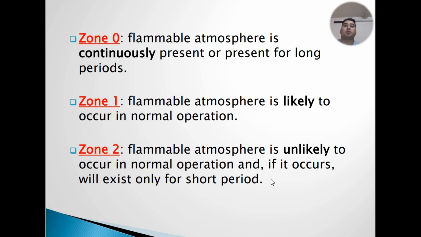So in zone 2, the flammable atmosphere is unlikely to occur, and if it does, it will occur only for a short period of time. Of these three, zone 0 is highly risky. The most flammable solvents and any such material will come under zone 0. So you have to divide your materials and solvents as per zone 0, 1, and 2.